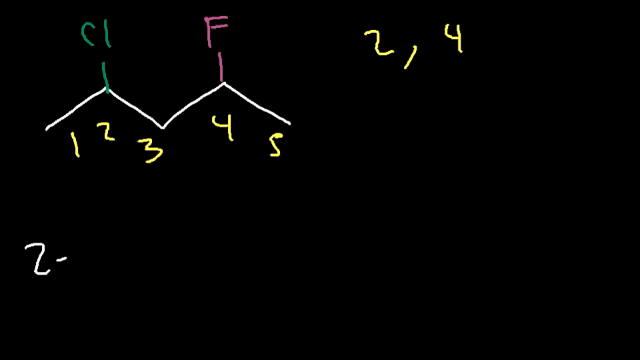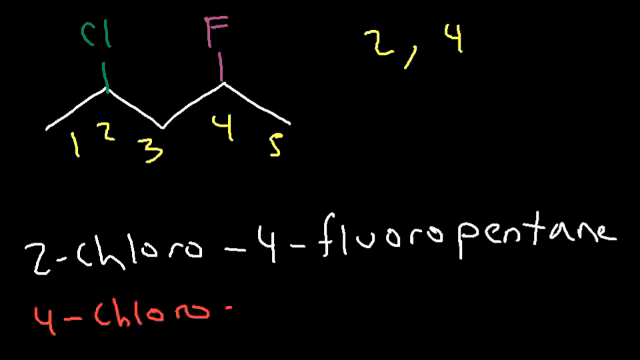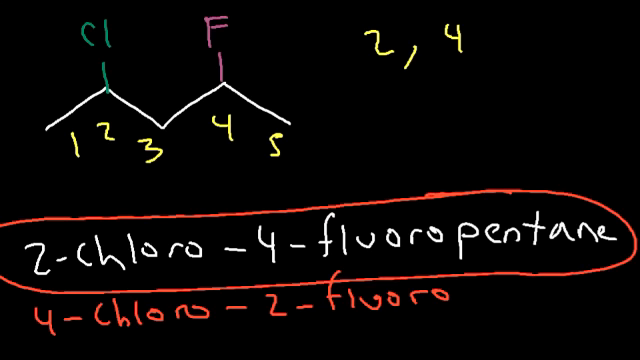So it's going to be 2-chloro-4-fluoropentane. If we count it the other way, it's going to be 4-chloro-2-fluoro. Chloro still has to go before fluoro. So if you can alphabetize it and put it in increasing order, this is what you want to do. So this is the appropriate name. Now let's go back to alkenes.